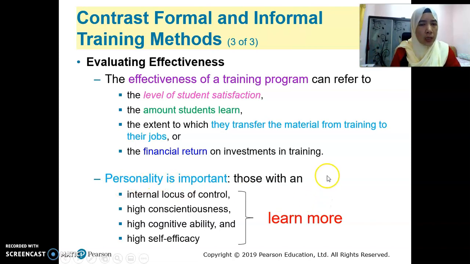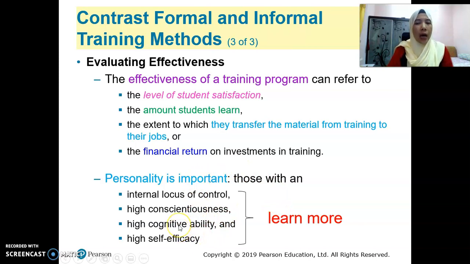Personality is also important in indicating whether the training is effective or not. Normally, if the employees have an internal locus of control, that means they believe in their abilities and have confidence they can do the job. If they have high conscientiousness, that means they are diligent, hardworking, organized, and responsible. Then the training can be effective for this kind of individual.